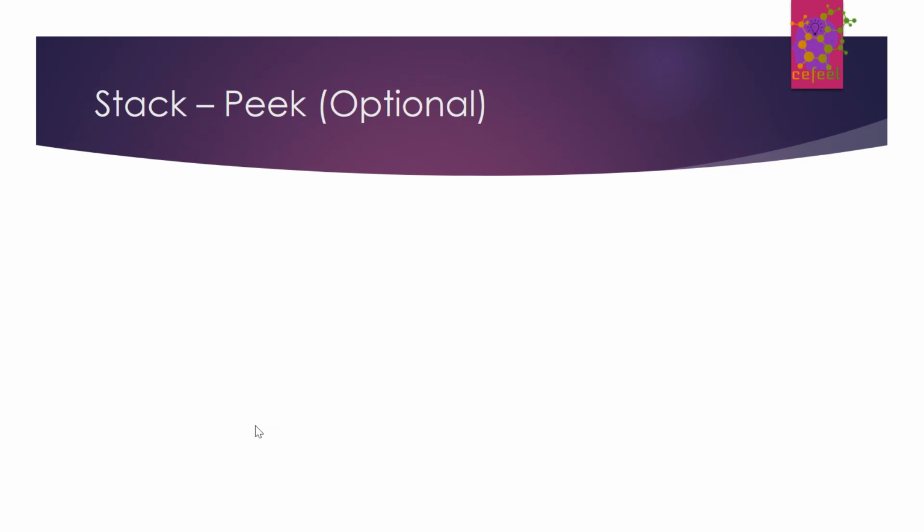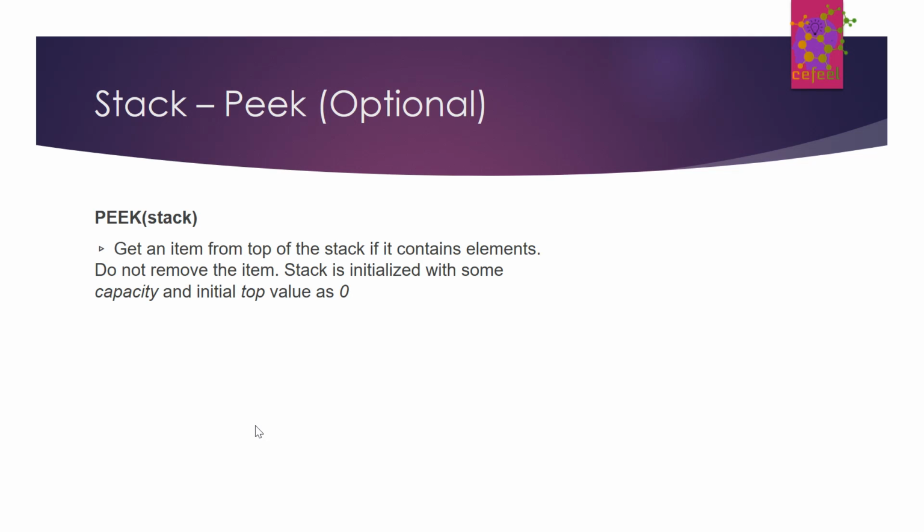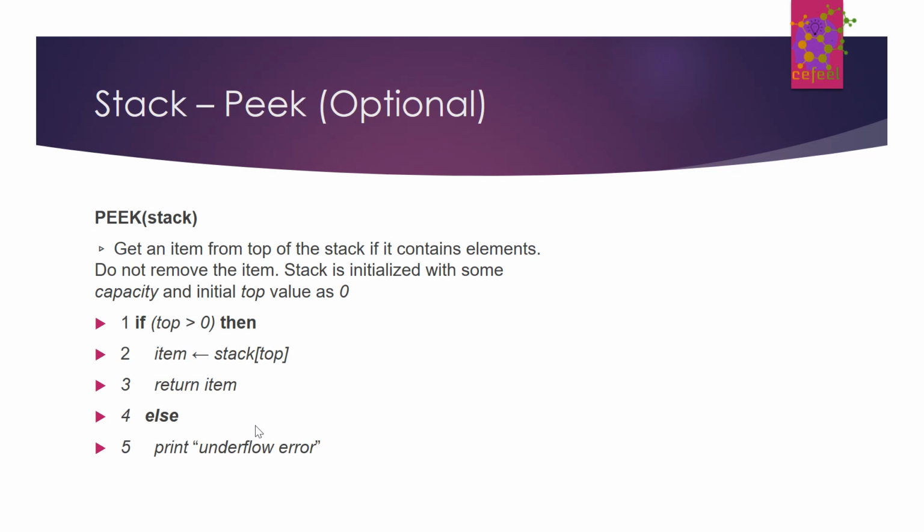Now the last operation, which is peek. Pretty similar to pop, with just a simple change that we do not remove the item. We get the item from the stack, but we don't remove it from the stack. Here is the pseudocode for that. We just check if top is greater than 0, which means there are items in the stack. We assign the stack top to the item, and we just return the item. There is no need to decrement the stack pointer in this case.